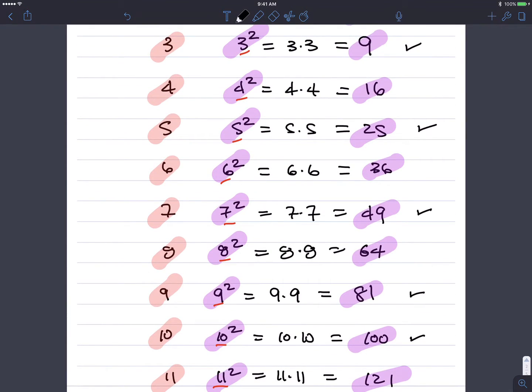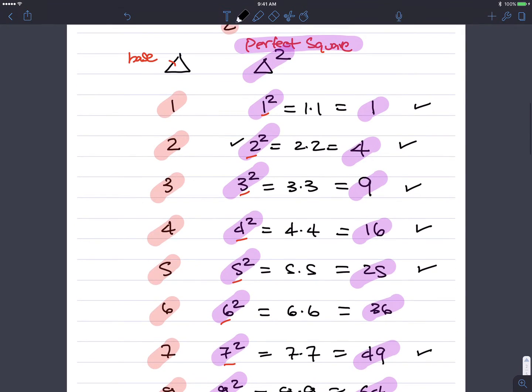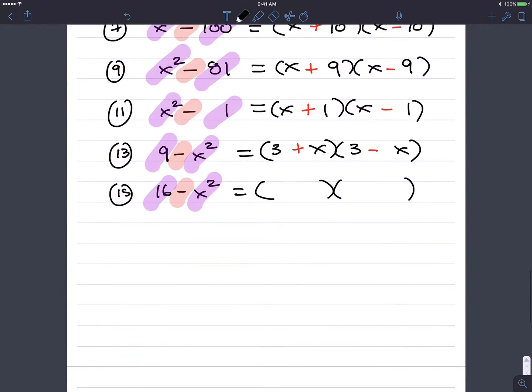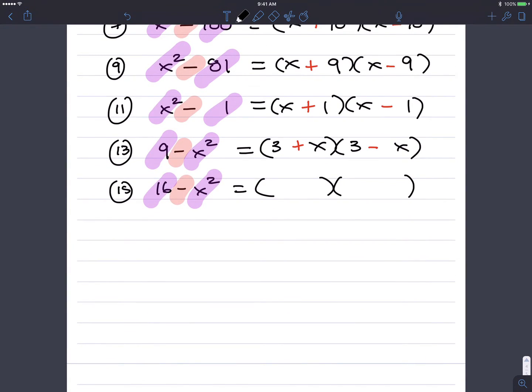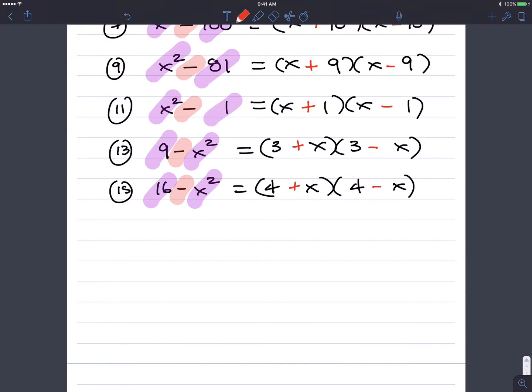Sure enough, we know that, right? The number 16 is a perfect square. What was my base, though? 4. All right, that's a 4. Oops. So, what do I put first? Why 4 first? 16 came first. Good. X and X. What are the signs? Plus, minus. Okay.